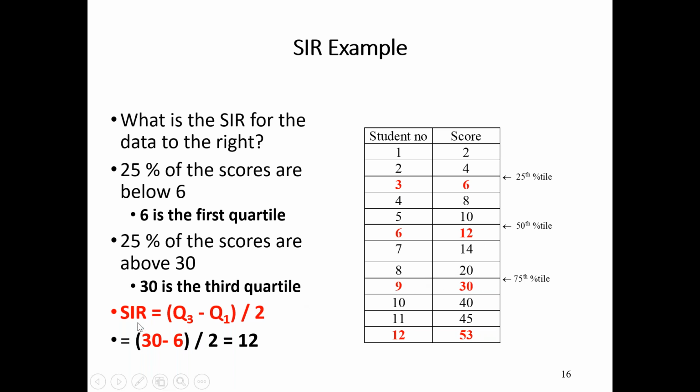So the interquartile range here is: 30 is the value of the 75th percentile, and the value of the first quartile is 6. So 30 minus 6, that is 24. Now, if I talk about the semi-interquartile range, it is half of that, so that is 12. So this is giving you an example of the semi-interquartile range.